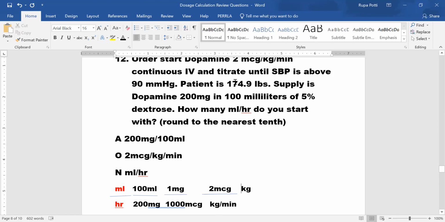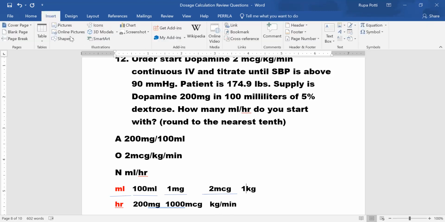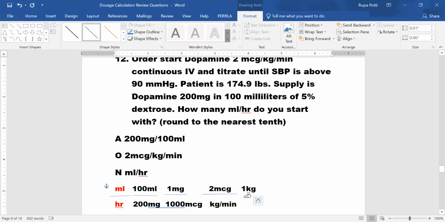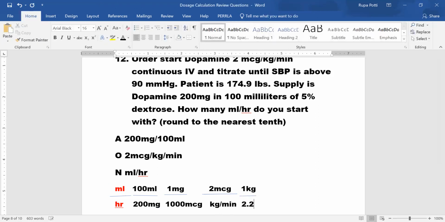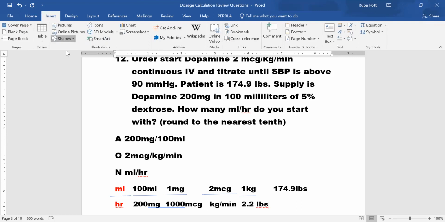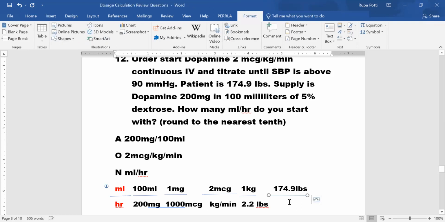So when I look at my problem, I do not have anything with the kilograms, but I have pounds. So I'm going to use this as a conversion factor. So 1 kilogram is equal to 2.2 pounds, right? So because I have pounds in my denominator, I'm going to start off with pounds in my numerator. And my patient's weight is 174.9 pounds, right?